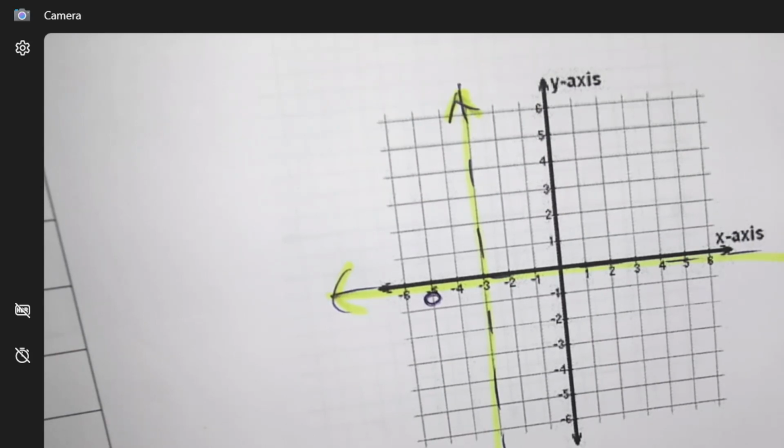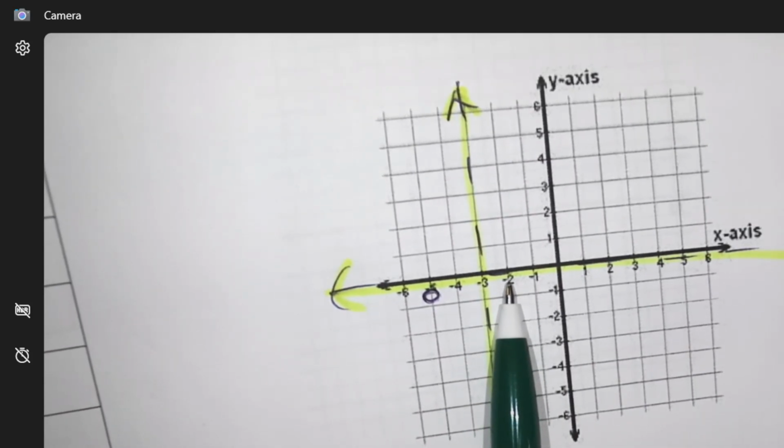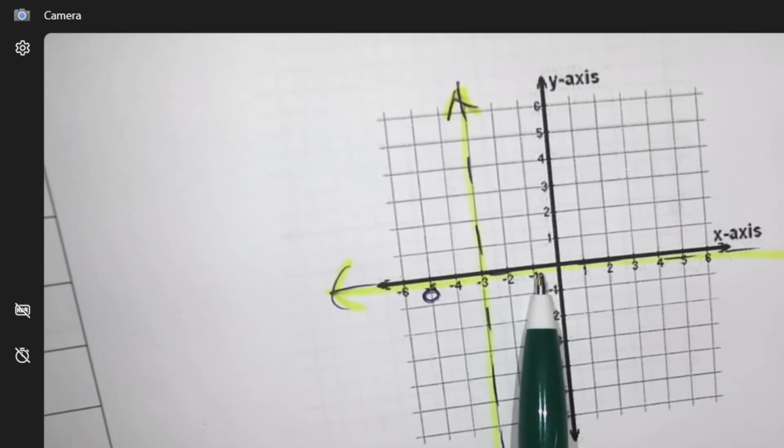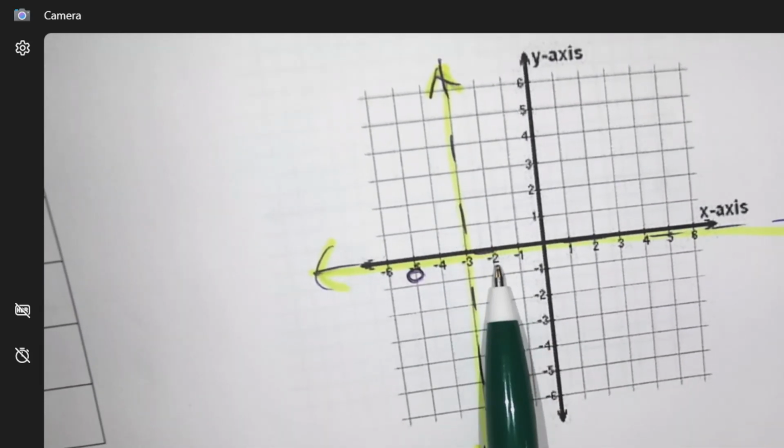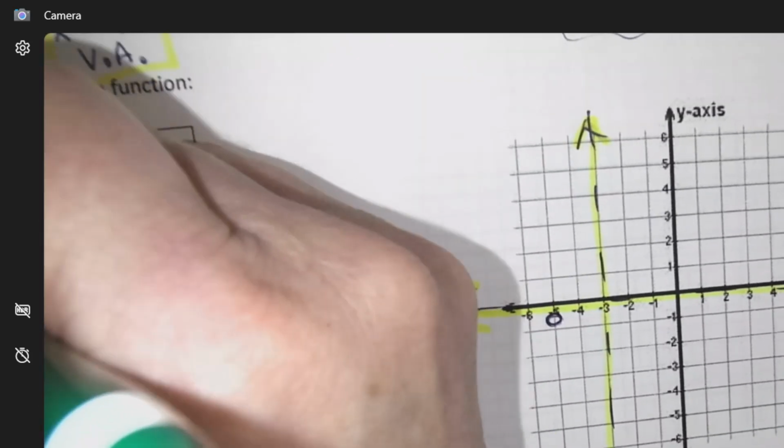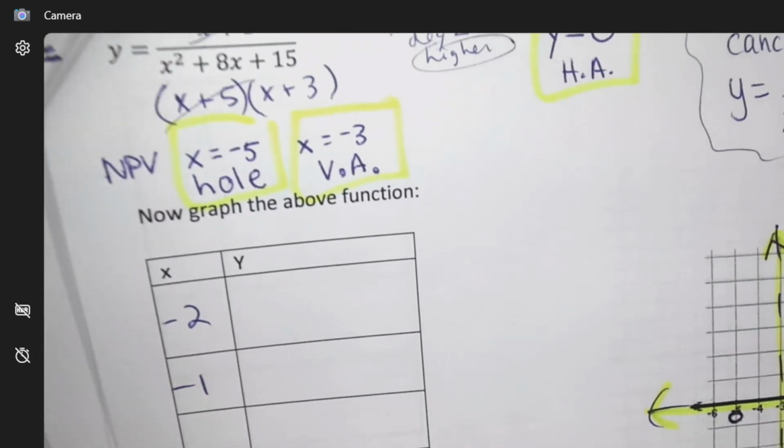Okay, so there's my 3 important things. And then I have to make a few more points so I can figure out how to draw it. So here's what I'm going to do. I'm going to pick a couple x values. So what's a good number to pick? Probably negative 2, negative 1, so that I can get a couple on that side of it, and I'm going to do a couple on this side. So I'm going to go with negative 2 and negative 1. I'm going to plug them in.